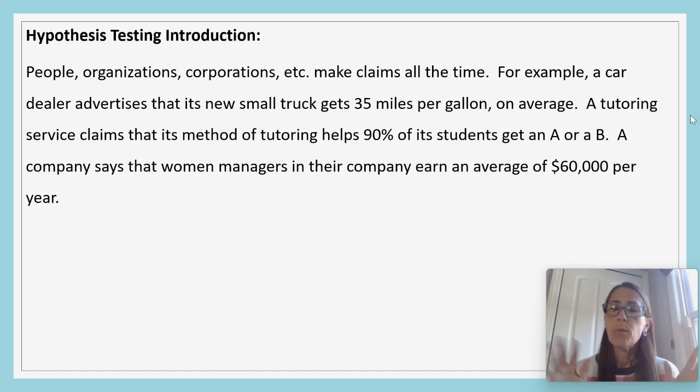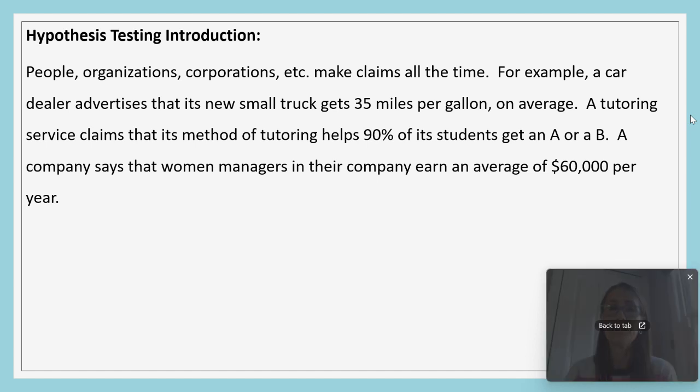People, organizations, corporations, etc., make claims all the time. For example, a car dealer can advertise that its new small truck gets 35 miles per gallon on average. A tutoring service claims that its method of tutoring helps 90% of its students get an A or a B. A company says that women managers in their company earn an average of $60,000 per year.